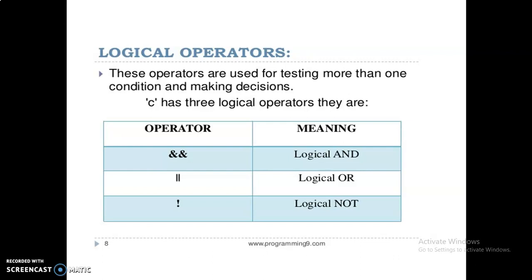These are all the logical operators. The logical operators are used for testing more than one condition. Here we can use more than one condition. This means combining two or more relational operators. We use logical operators to combine one or more conditions and make decisions. C has 3 logical operators: AND, OR, and NOT.